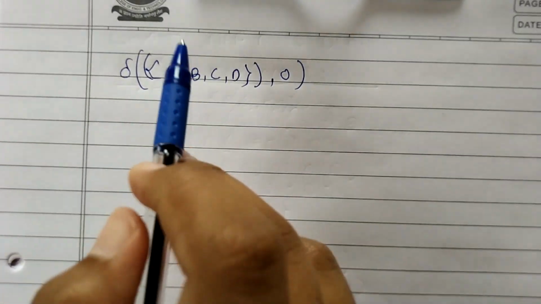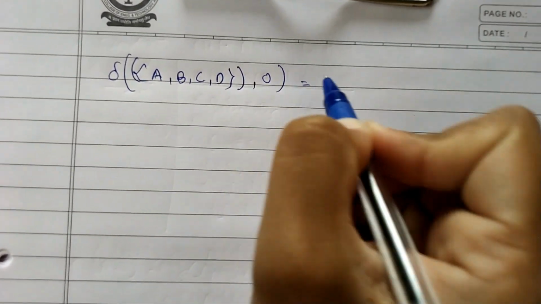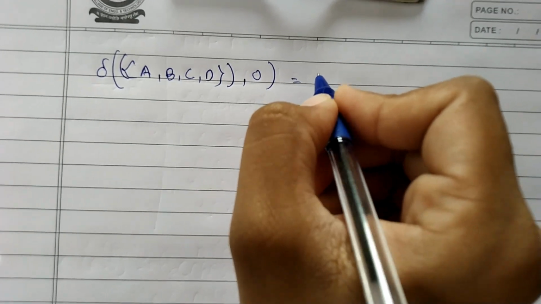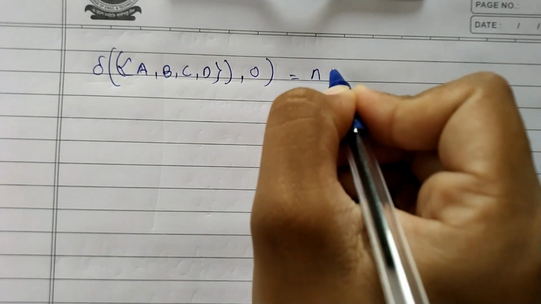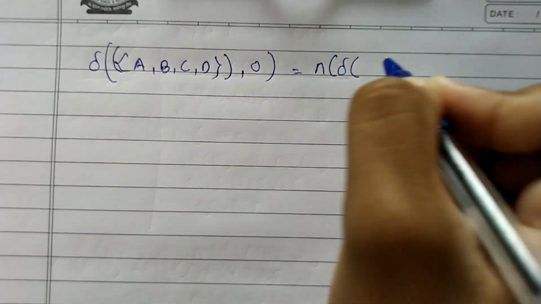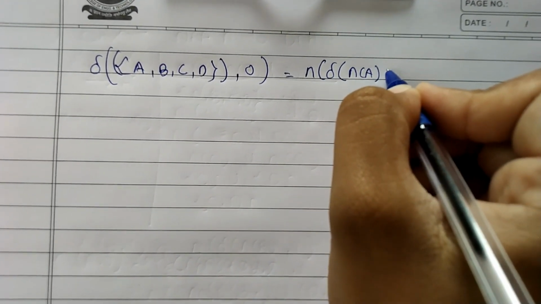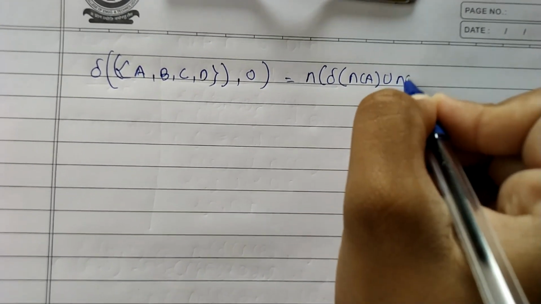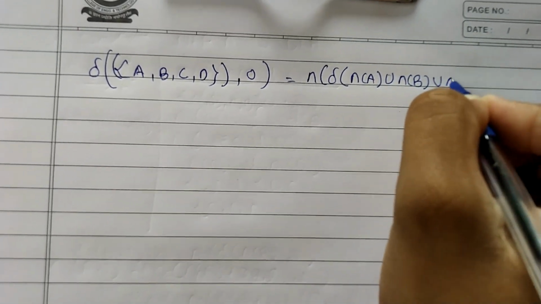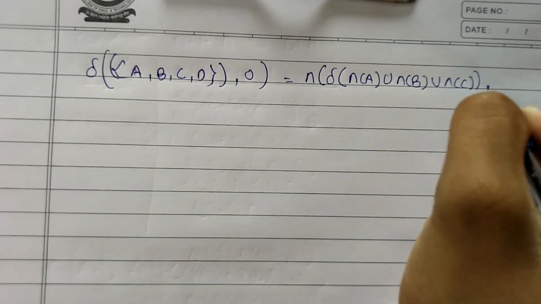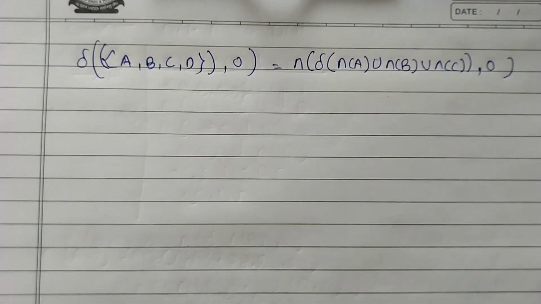Now this one, state comma 0, we see. So for that, how do we perform this? Null of delta, null of A union null of B union null of C, comma 0.